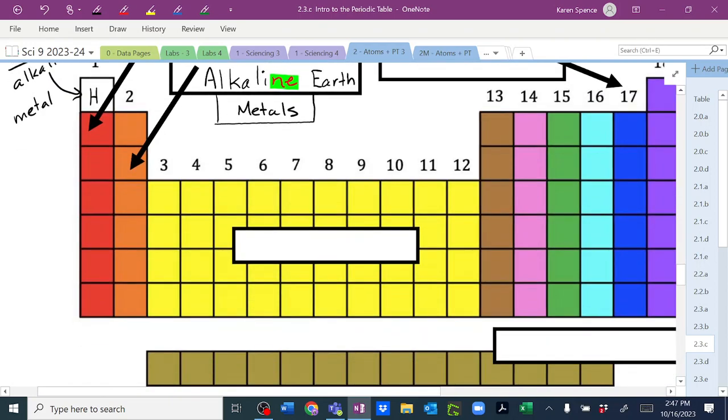Now groups 3 through 12, all the middle stuff, they just have one name for the whole schmear of them. They are called the transition metals.